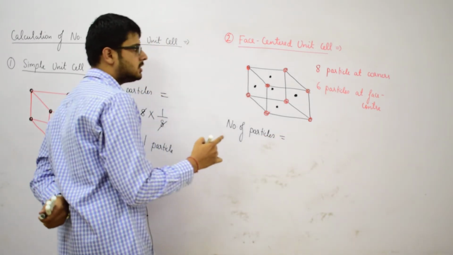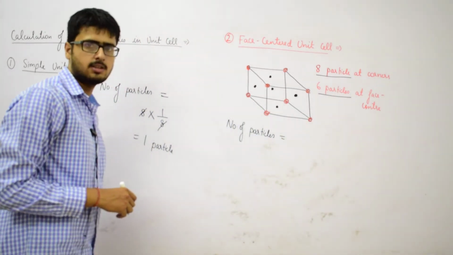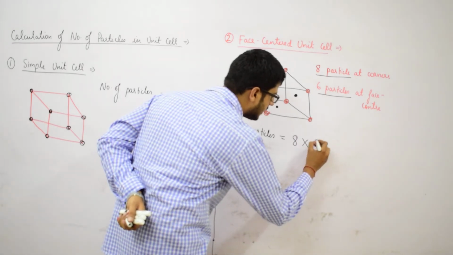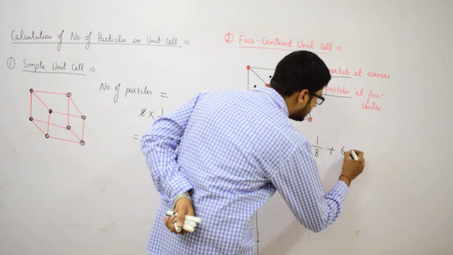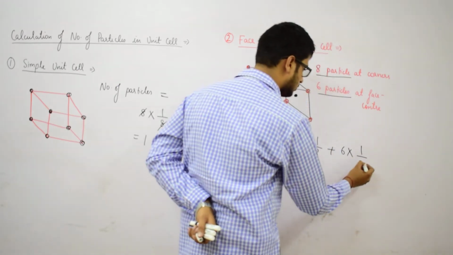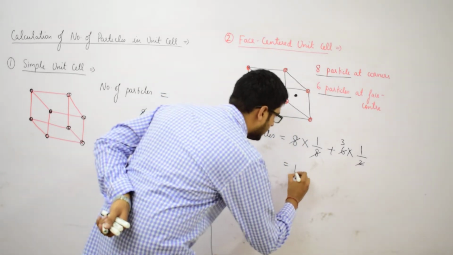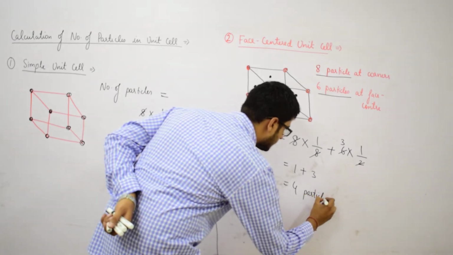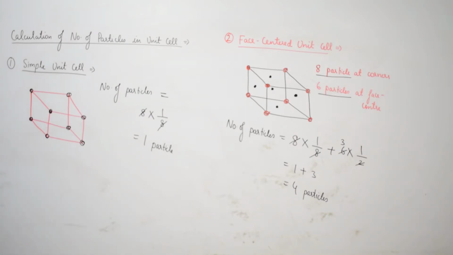First of all, let us discuss the 8 particles which are present at corners, and then we will discuss face centers. So, 8 particles at the corners each have a contribution of 1 by 8, plus 6 particles are present at the face centers and each has a contribution of 1 by 2. So, this will cancel out, it becomes 3, and the other becomes 1. So, it would be 1 plus 3 is equal to 4 particles.